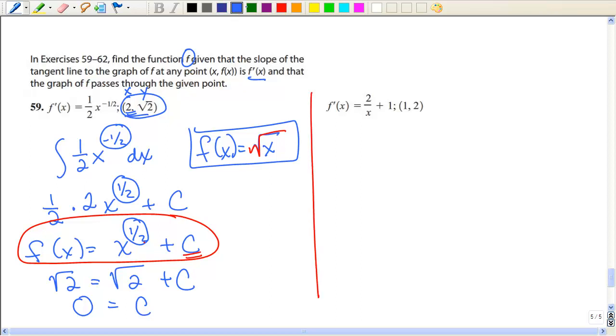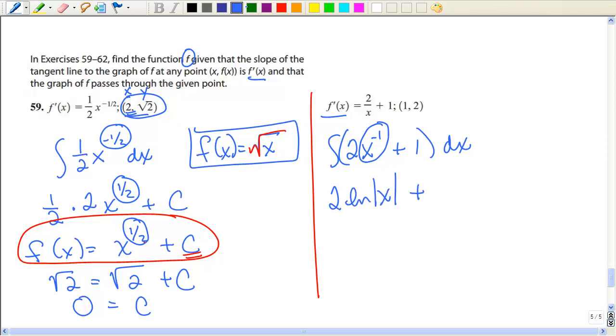Okay, so one more time. We want to take the integral of 2 over x, and I could write that as 2 times x to the minus 1. Now, this is not the power rule. That's that natural log. So that's 2 times the natural log of the absolute value of x. Then the integral of a constant is just x, plus that constant that we don't know.